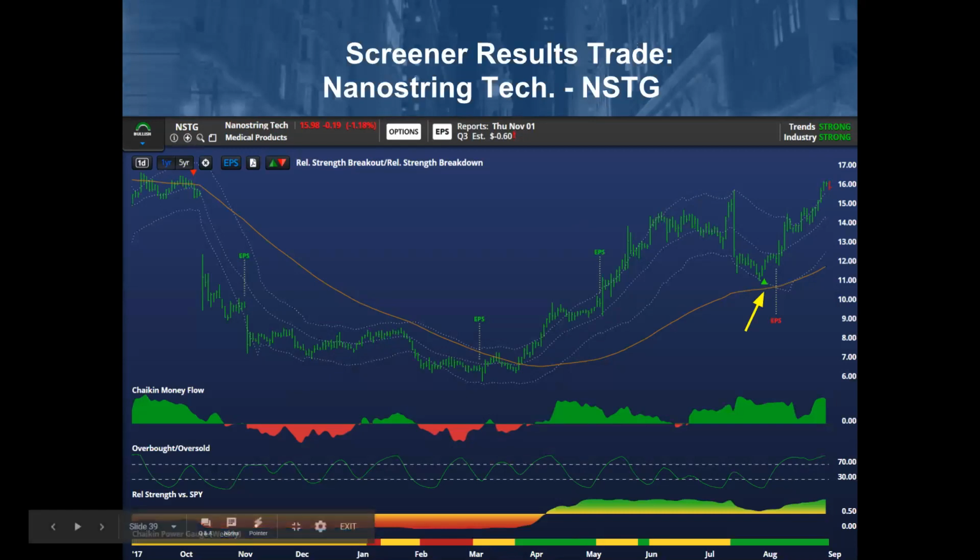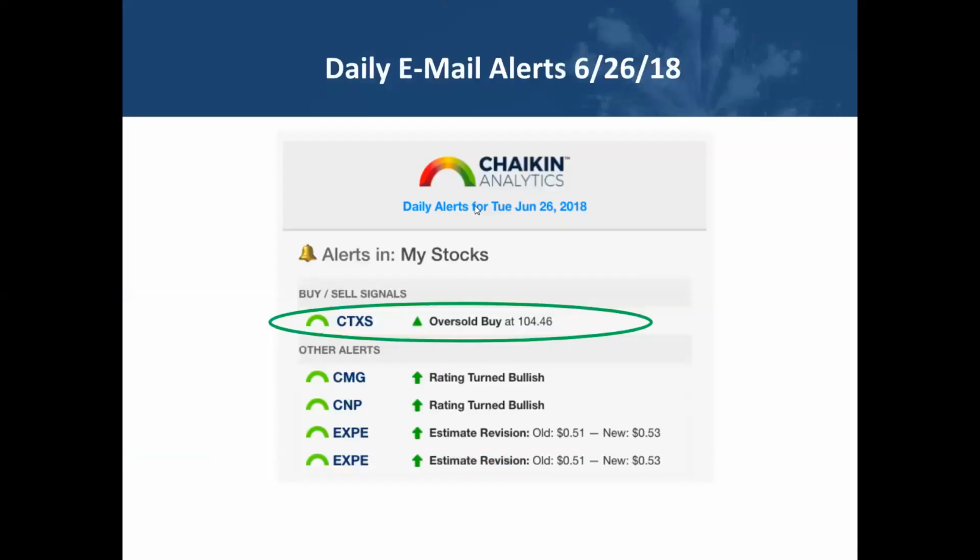What we had with NanoString at the time was a bullish stock outperforming the market that became oversold with bullish money flow, and it had triggered that buy signal. This one was a relative strength breakout signal. So with the stock at around $11, we identified it as a long idea on its way to $16 following an earnings announcement. So that's the process, repeatable and reliable regardless of the market environment.